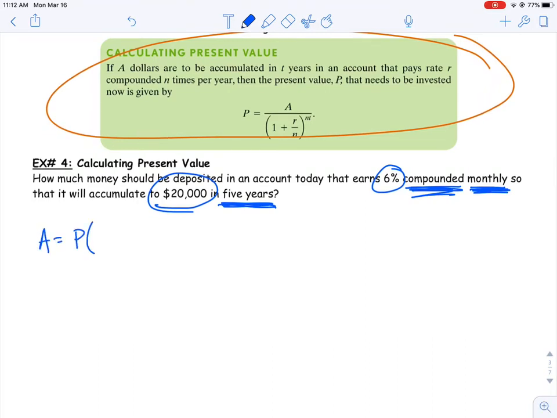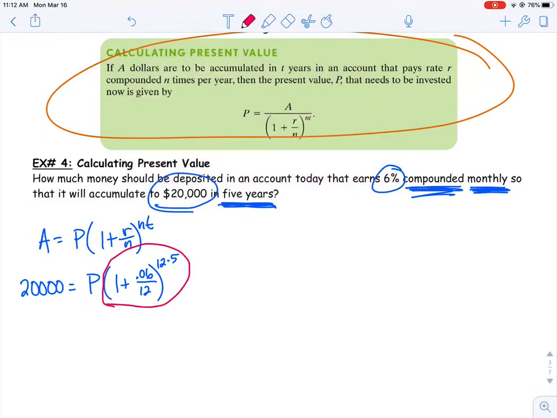Now you could actually do this a couple different ways. You can start with our older formula that we had for compound interest. You can plug in your information. So I know that I have $20,000 in the end. I don't know how much I want to put in now. I know that the interest rate is 6%, so 0.06. I know that it's compounded monthly. How many times a year is that? 12. So I'm going to put the 12s up there. And I'm going to leave it in the account for 5 years. So I can use that formula and then just solve it backwards.